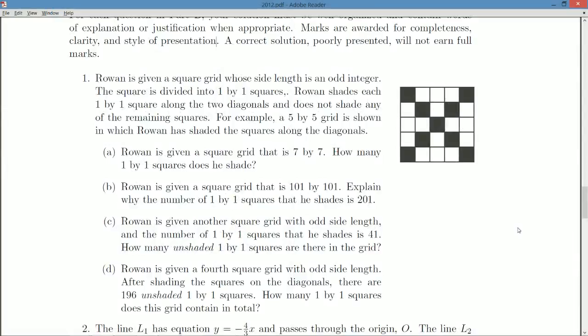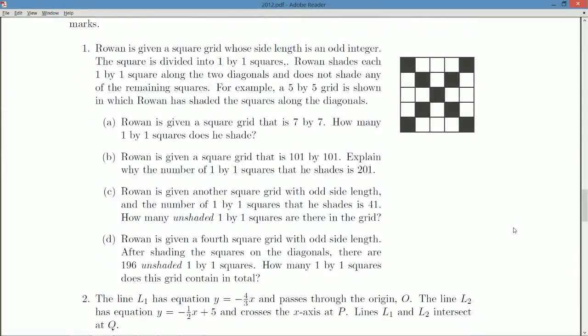Part D. So the last part in this first question, in B part, Rowan is given a fourth square grid. We've already dealt with a number of them. And it's obviously got odd side lengths, so we're still fine. Still working with things like 2k plus 1. I'm hopeful that that will come into some formula at some point. After shading the squares and the diagonals, there are 196 unshaded 1 by 1 squares. How many 1 by 1 squares does this grid contain in total?